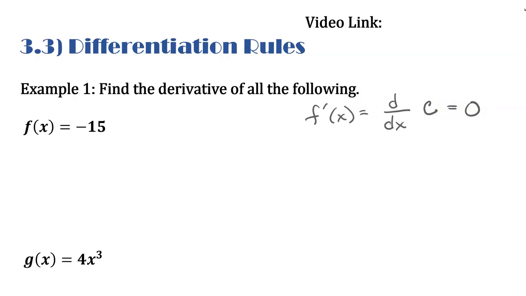Now think about the reason why. If you have a constant function, y equals negative 15, that is going to be a perfectly horizontal line on the graph. And the slope of a perfectly horizontal line is 0. So this makes perfect sense. We just have to know the notation in which they're going to be using it. So if you have a constant function f, then its derivative will be 0. So any constant derivative will be 0.